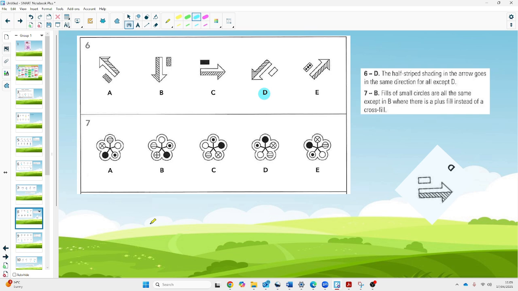Question 7, maybe a little bit more straightforward. We are looking at the order of the shaded circles, and the fills of the small circles are all the same except B, where there is a plus fill, so a very subtle difference, instead of a cross fill. And if you look at these ones, they all contain a cross fill rather than a plus fill. So again, looking at that fine detail, sometimes these differences can be quite subtle, so look really, really carefully at what you're doing.